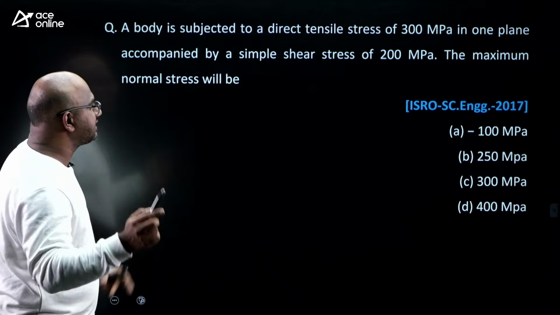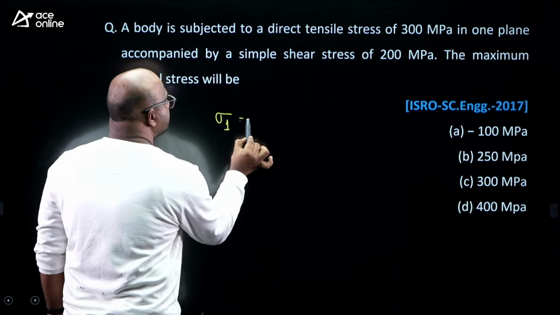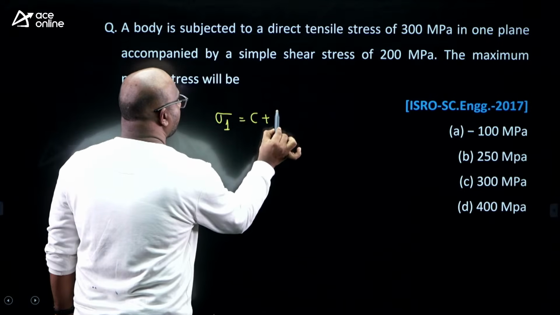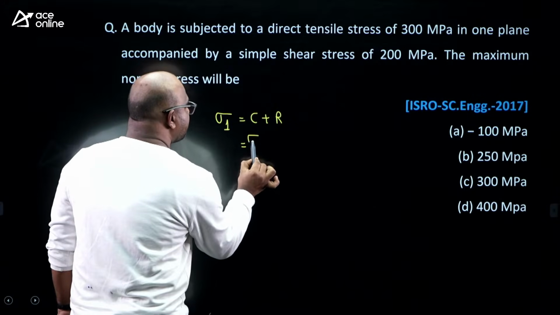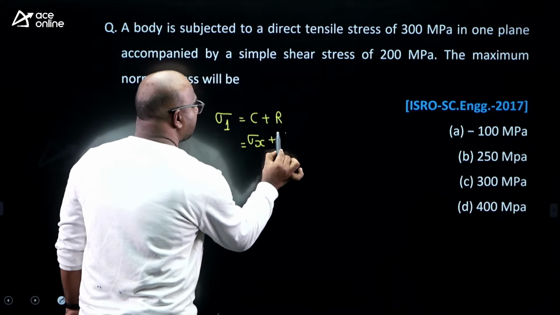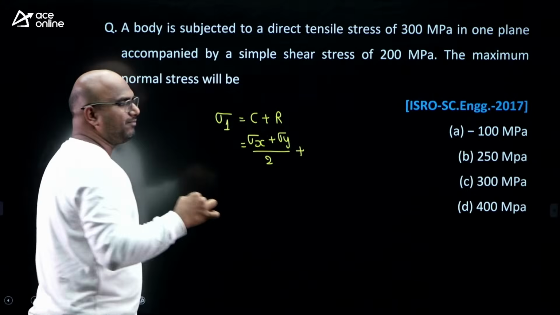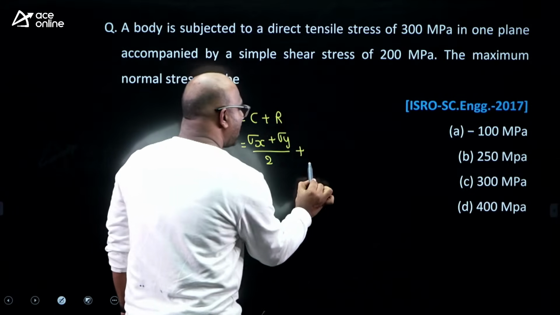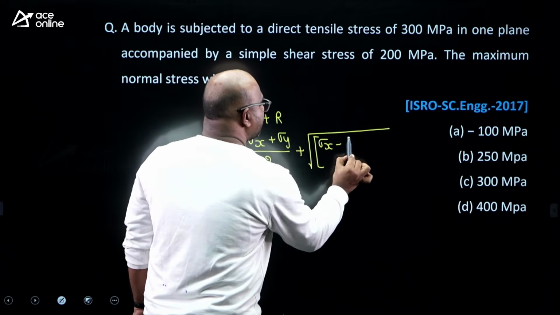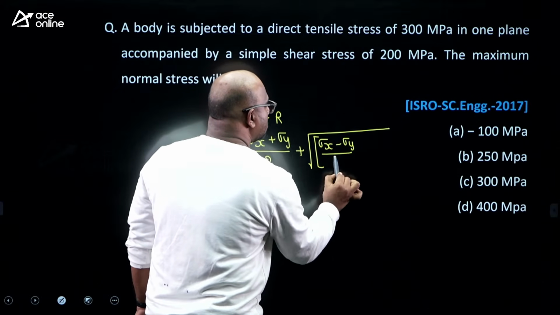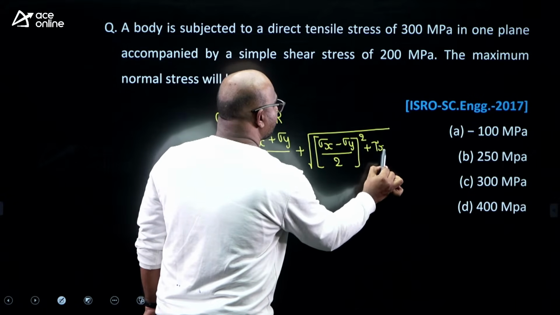What is the maximum normal stress he is asking, guys? What is the formula? Sigma 1 equals C plus R. What does C mean? C is sigma x plus sigma y by 2, and R is the square root of (sigma x minus sigma y by 2) whole square plus tau xy whole square.